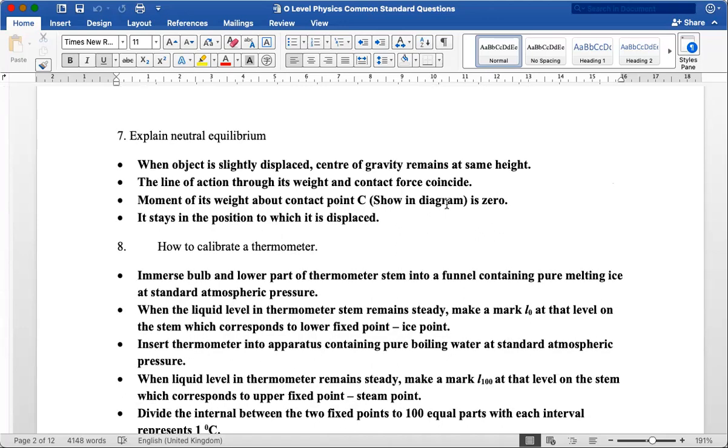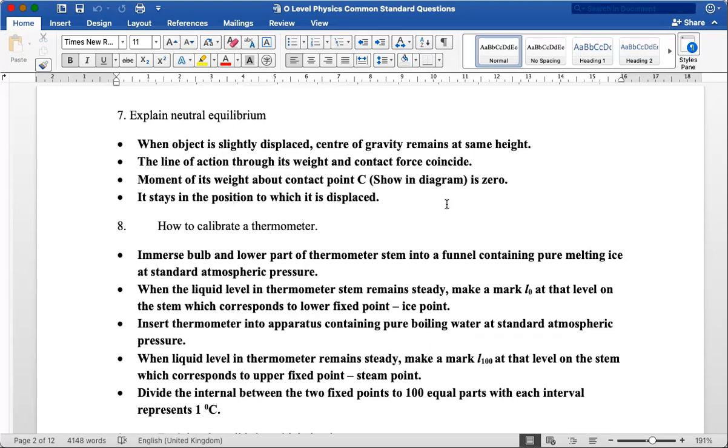Explain neutral equilibrium. When the object is slightly displaced, center of gravity remains at the same height. The line of action through its weight and contact force coincide. Moment of its weight about contact point C is 0. It stays in the same position to which it is displaced.